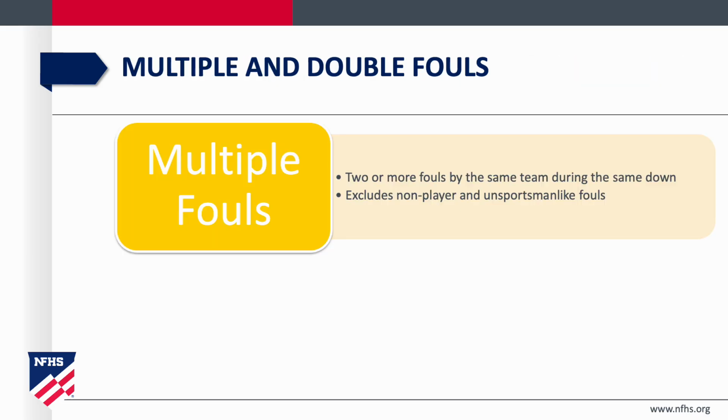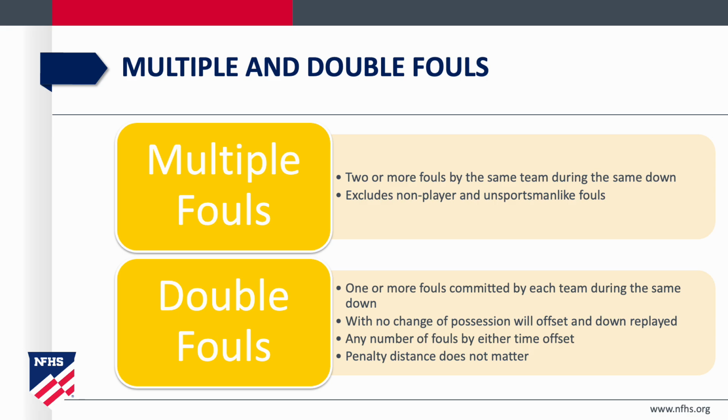Multiple and double fouls are when we have more than one live ball foul occurring during the same play. Multiple fouls are when the same team commits more than one foul during the play. Only one of these fouls can be enforced. The coach needs to be informed of both options, and he can then make the choice of which foul he wants enforced. Remember, non-player and unsportsmanlike conduct fouls, though live, are enforced as dead ball and thus don't qualify as multiple fouls.